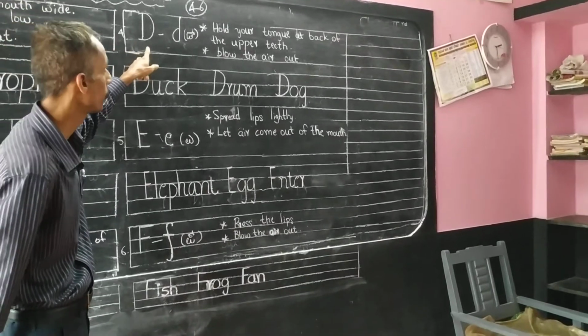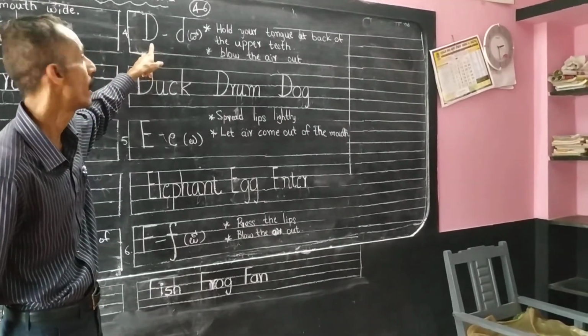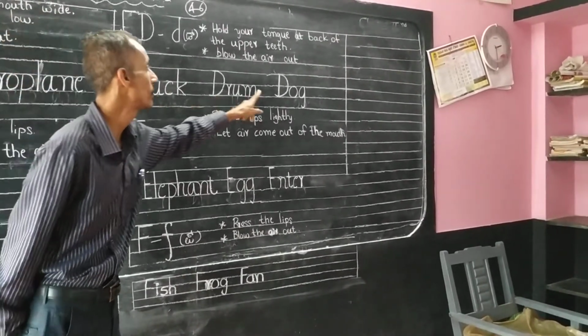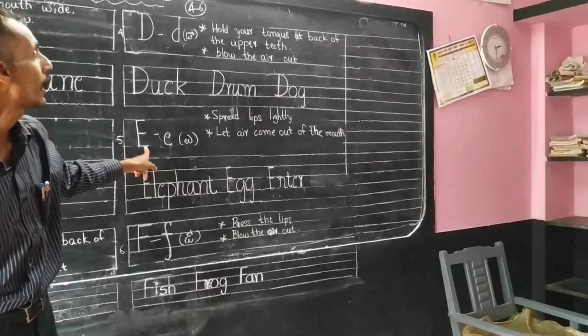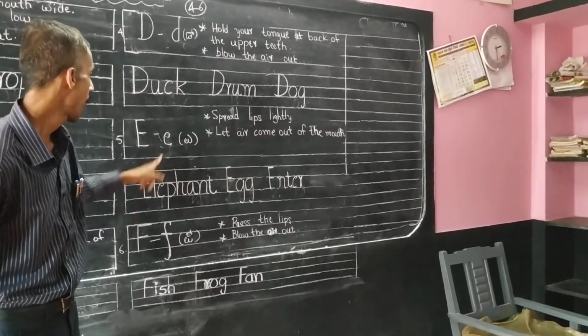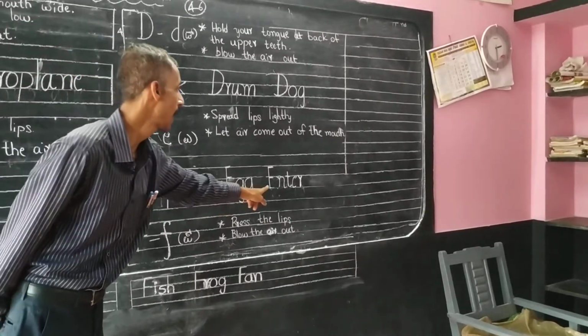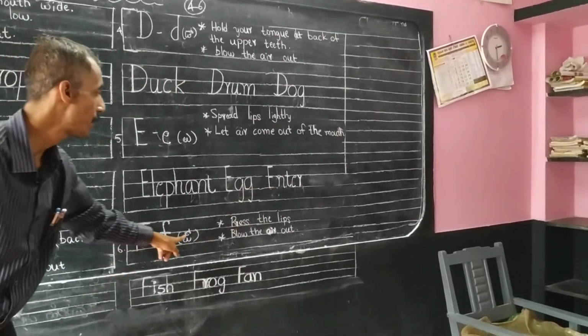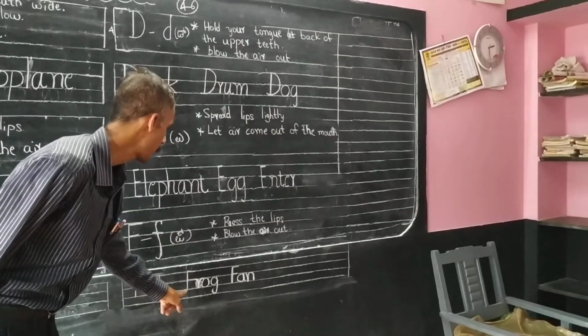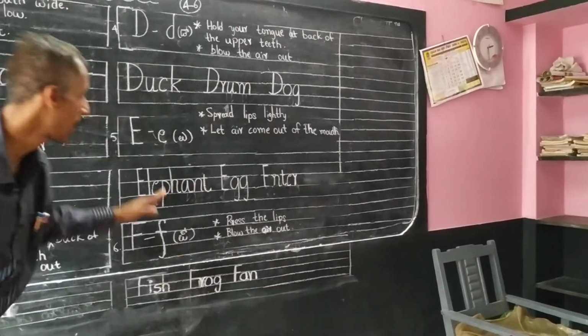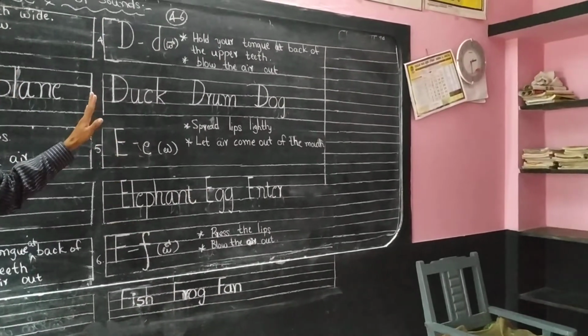Okay. Once again I will repeat: D, duck, drum, dog. E, the short E sound. Elephant, egg, ankle. F, fish, frog, pan. Like that your child should be able to produce that sound.